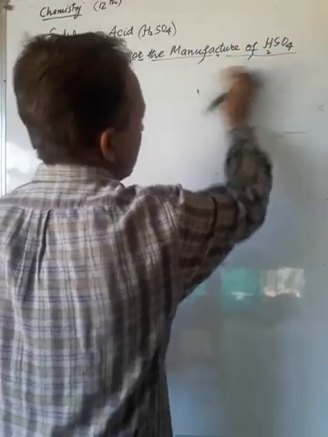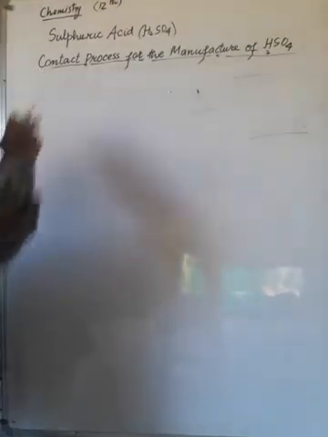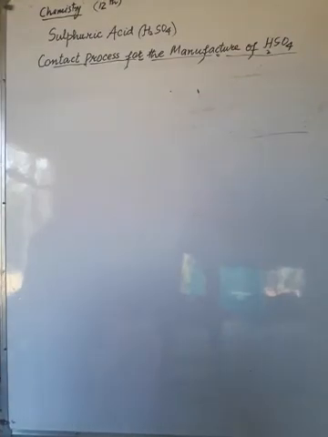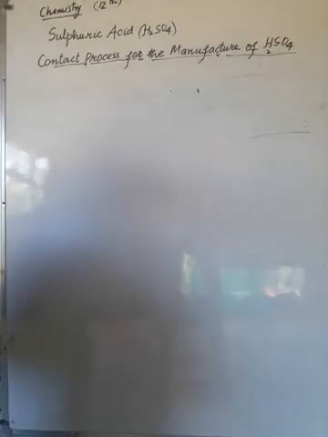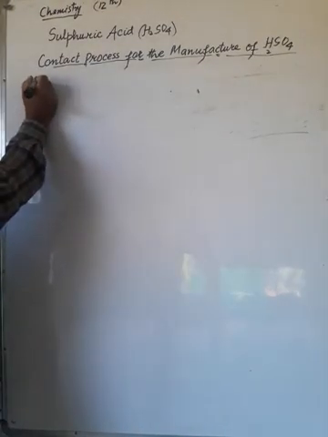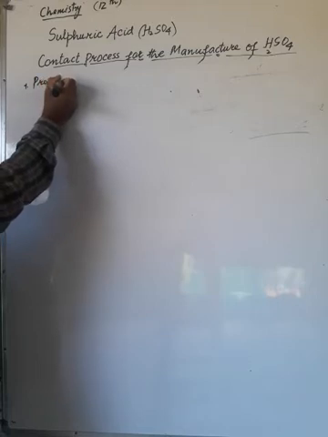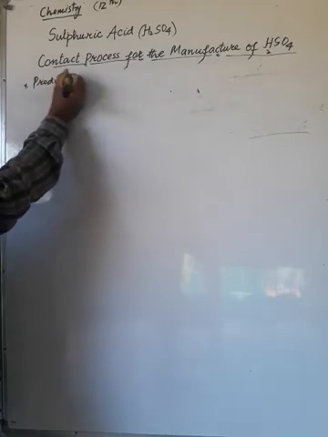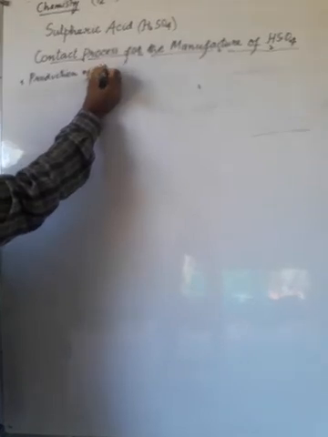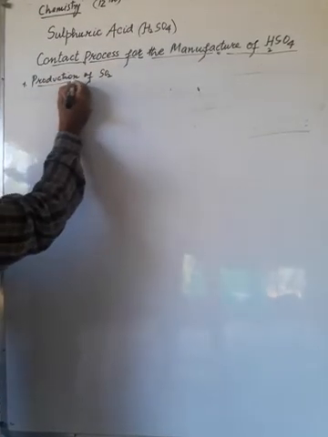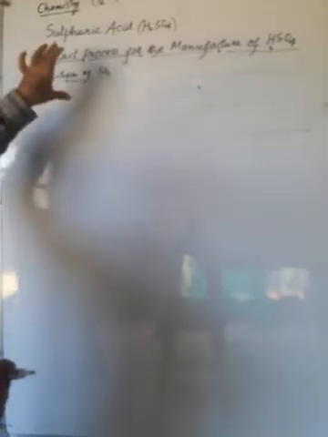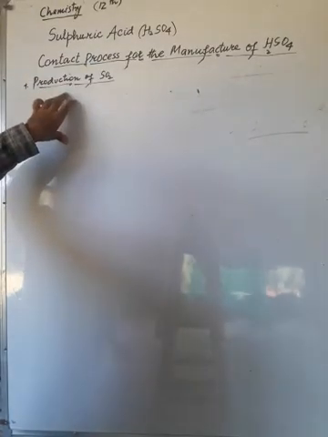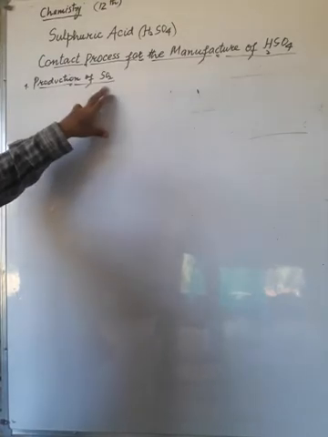Now, we will take the contact process for the manufacture of this sulfuric acid. The process involves the following steps. Number first is production of sulfur dioxide. For the manufacture of sulfuric acid by the contact process, first of all we need sulfur dioxide.